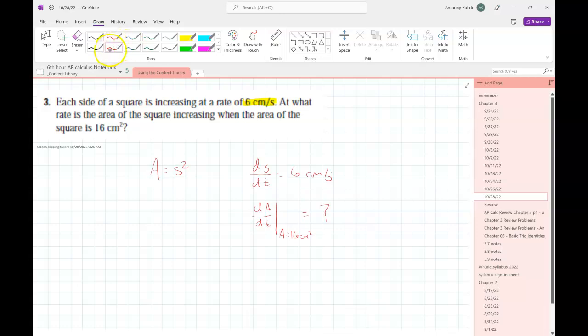Okay. All right, so let's go ahead and take the derivative of our equation then. What's the derivative of A? dA dt. The derivative of s squared is 2s ds dt. Okay. So we're looking for dA dt. We have a value for ds dt. What don't we have a value for? S. But what haven't we used yet? We haven't used the fact that the area is 16 square centimeters. So what can I do with that? Yeah, I can use that to find s.